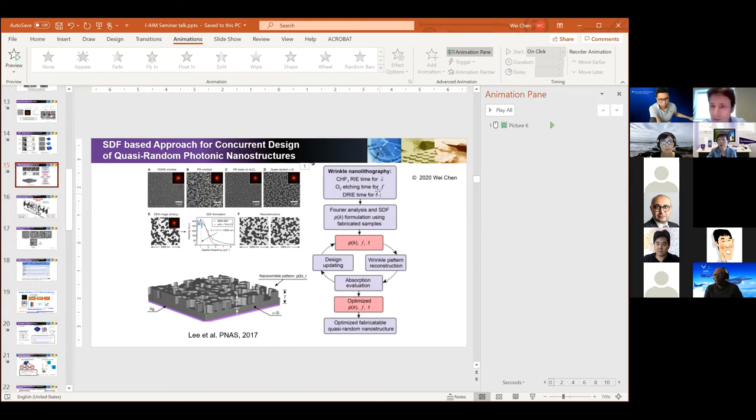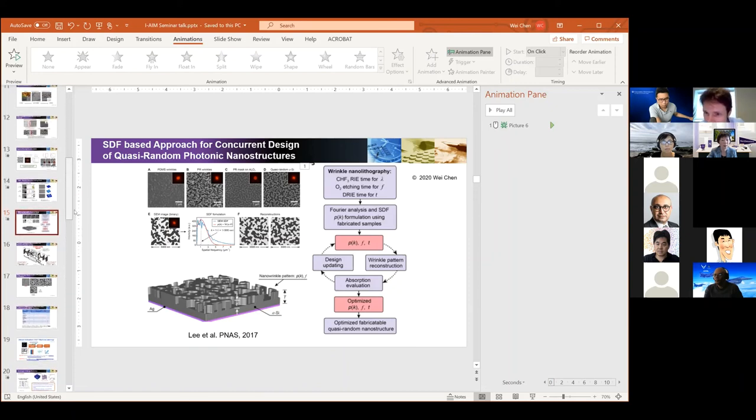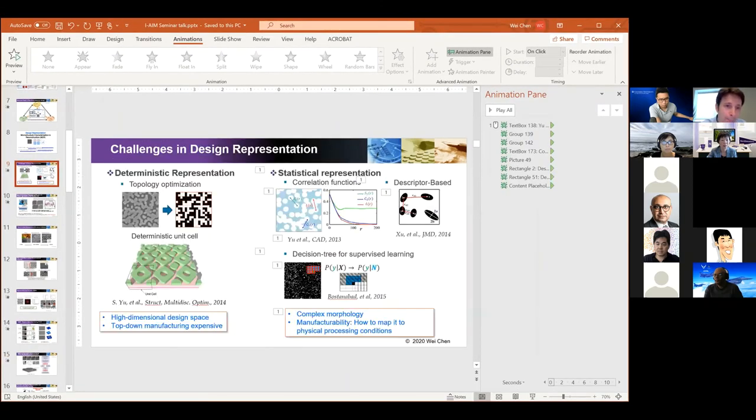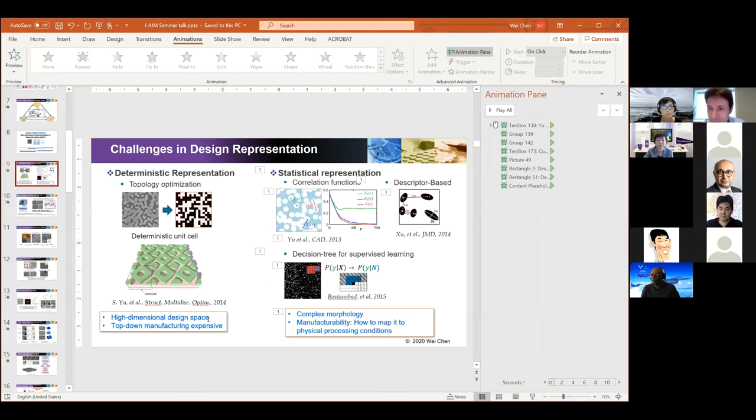Quasi-random structure. Okay, there's another question about calculating absorption. In this case, it is a collaboration with my colleague, Professor Chen Sun, using COMSOL to do the multi-physics calculation of the absorption. That is a Maxwell-based physics process. If you look at the paper, we may have some details there. It's published in both Scientific Reports as well as Structural and Multidisciplinary Optimization. Sounds great.